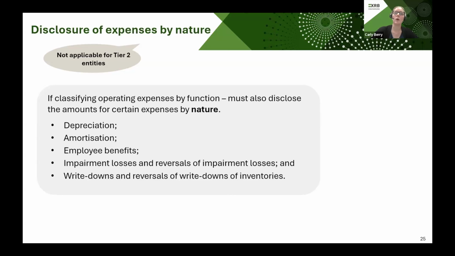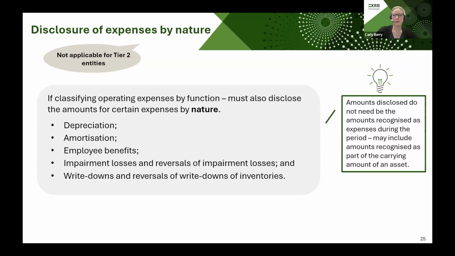Therefore, if you present one or more line items by function, you must also disclose the amounts for certain expenses by nature, as shown on the slide here, in a single note. So please note that the amounts disclosed do not need to be the amounts recognized as expenses in profit or loss. They may also include amounts recognized as part of the carrying amount of an asset. So an example of this would be amounts for depreciation included in the carrying amount of inventories.